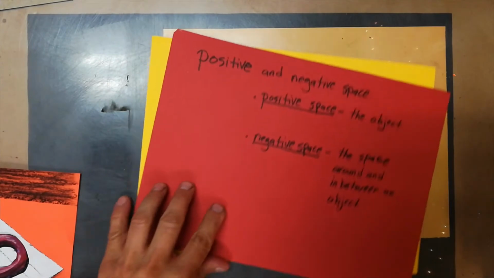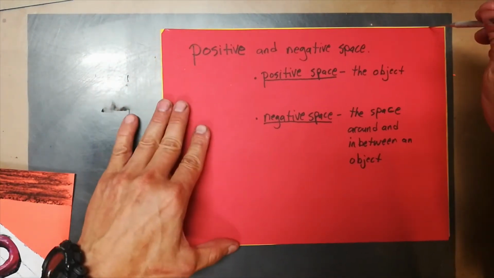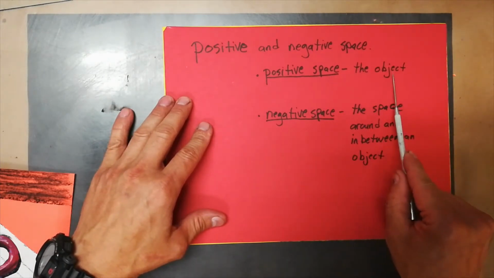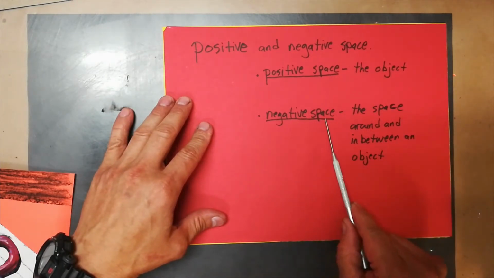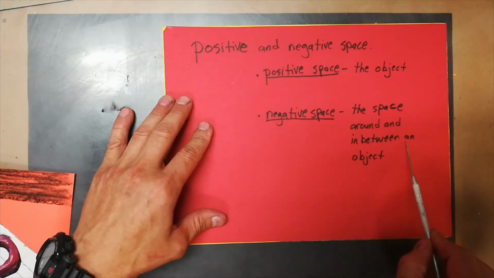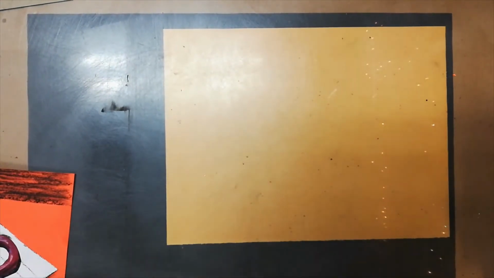So remember, positive and negative space, it's in every drawing just about, or every painting. Positive space is the object itself. Negative space is the space around and in between an object. So we've used a simple triangle. Well, let's get a little bit more complicated.